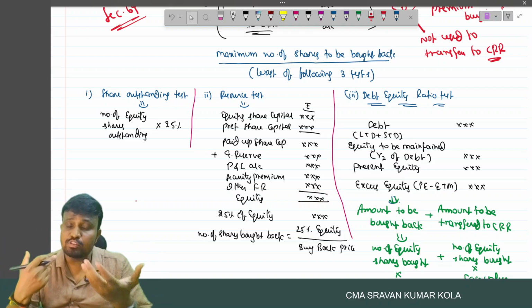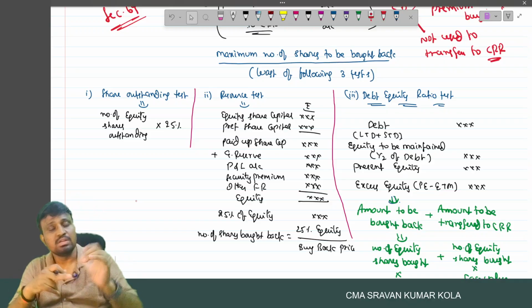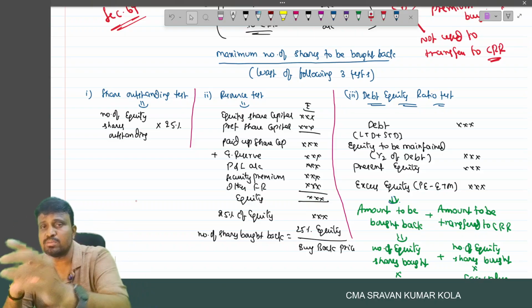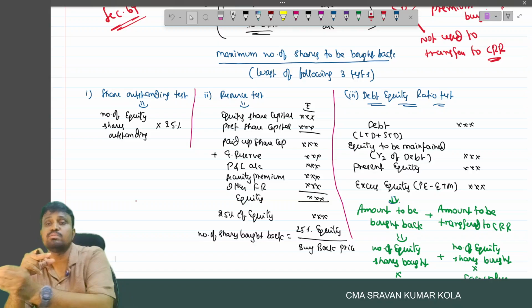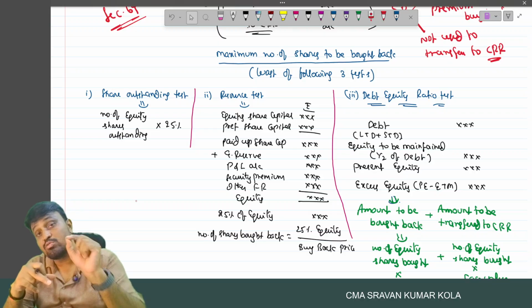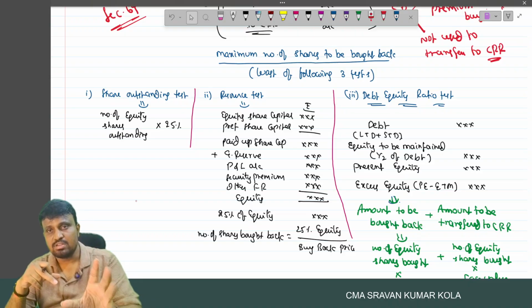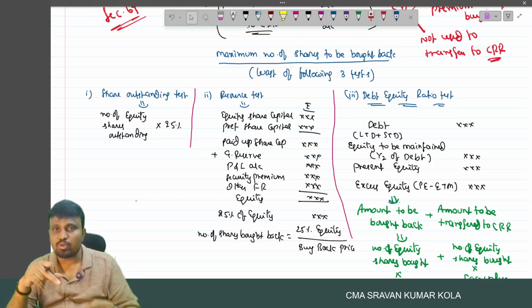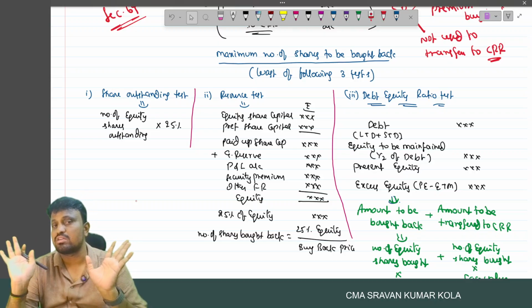And then for writing off of the premium on buyback, two sources we have: free reserve and security premium. We write the entry: security premium account debited, profit and loss account debited, general reserve account debited to premium on buyback. And for creating the CRR, CRR is created only if the buyback is made out of free reserves. So general reserve account debited, profit and loss account debited to CRR. Security premium is not used to transfer to CRR.